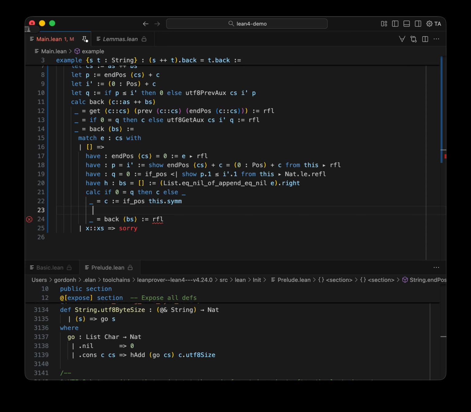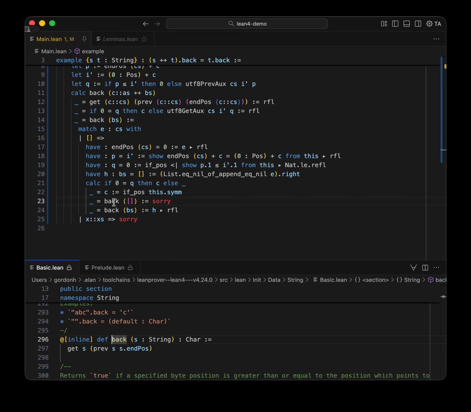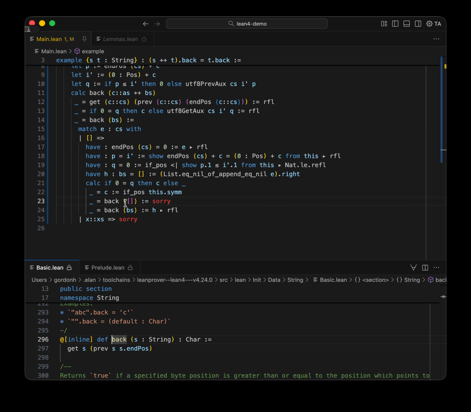So let's reason backwards. Should be this after substitution. Substitute. Okay. So what exactly is this? What is the back of an empty string? What does it say in the comment? It returns the last character in S. So in the case of S being empty, return default character. So by default character, so by definition, it should be this.